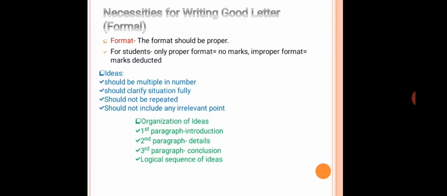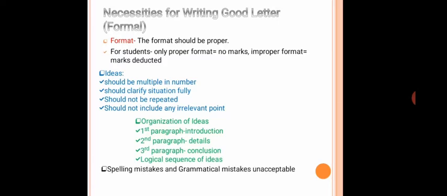One of the most common examples is that a formal letter should be presented in 3 paragraphs. The first paragraph should be introduction to the letter. The second paragraph should include details, and the third paragraph presents the conclusion for the letter. And the change from one paragraph to another should be logical. The idea should be presented in such a sequence that they appear logical to the reader.